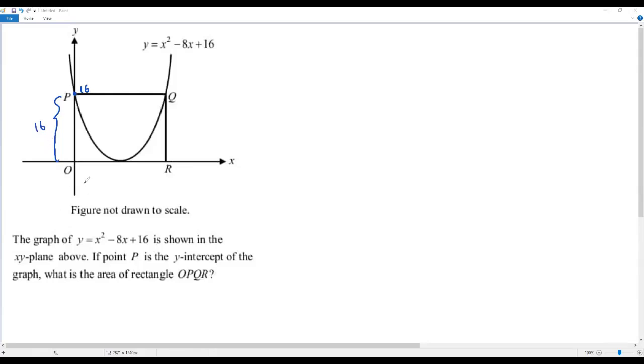Now I have to get the length of the rectangle, either OR or PQ. For that, we need the x coordinate at the point Q. So now I'm going to find the vertex of the quadratic function over here. That is a parabola. The vertex is over here. Also, the quadratic function is given in standard form, that is in the form y equals ax squared plus bx plus c. Whenever a quadratic function is given in standard form like this, if I want to get the x coordinate of the vertex, there is a formula, that is negative b over 2a.